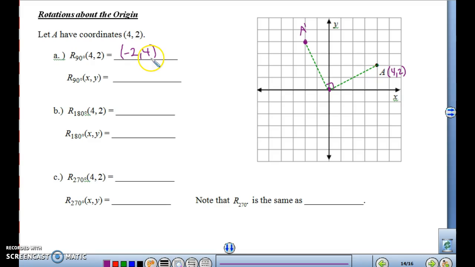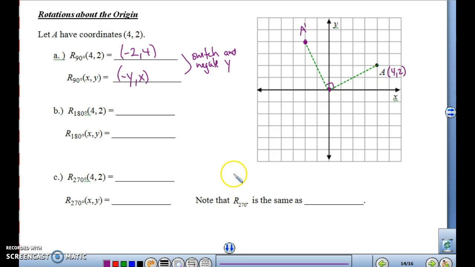So what happened to the coordinates when we did that? Negative 2, 4 started out as 4, 2. Well, they switched and changed the sign of the x. So this became negative y, x. So you switch and negate, and that is a rotation of 90 degrees.